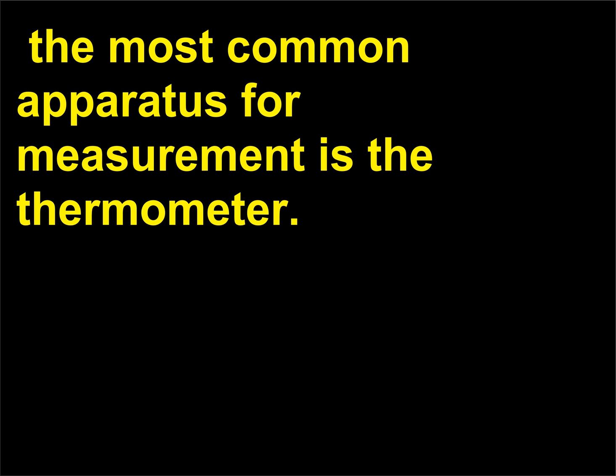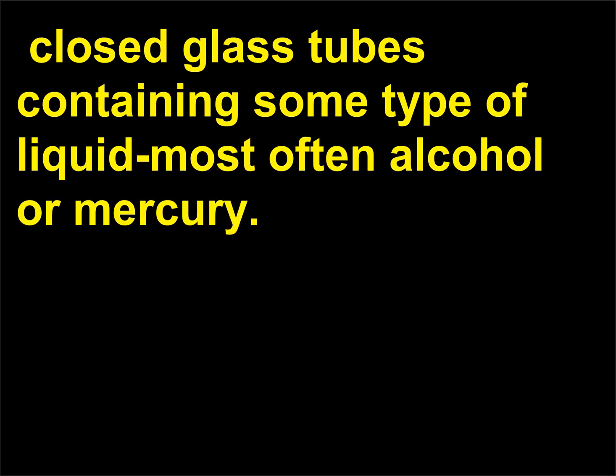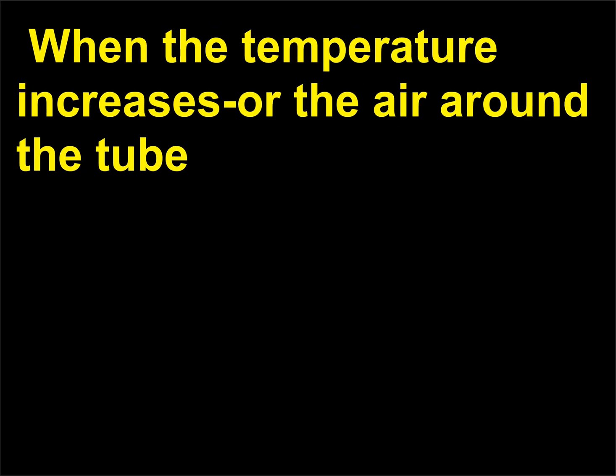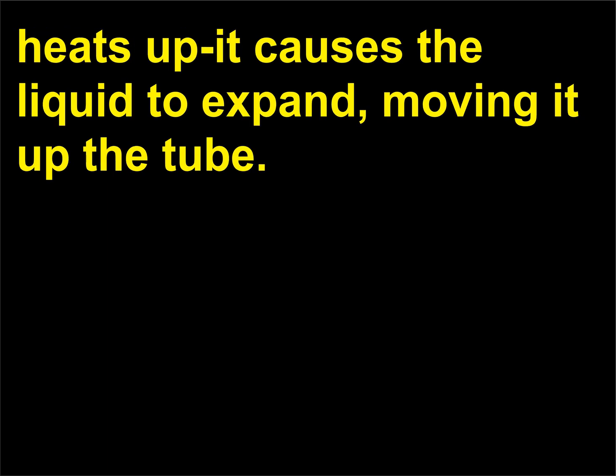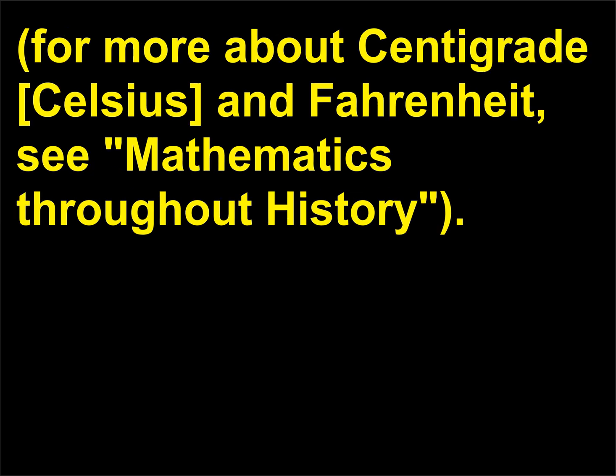The most common apparatus for measurement is the thermometer. The most familiar thermometers are thin, long, closed glass tubes containing some type of liquid, most often alcohol or mercury. When the temperature increases or the air around the tube heats up, it causes the liquid to expand, moving it up the tube. Air temperature measurements are most commonly read in centigrade or Fahrenheit. For more about centigrade, Celsius and Fahrenheit, see Mathematics Throughout History.